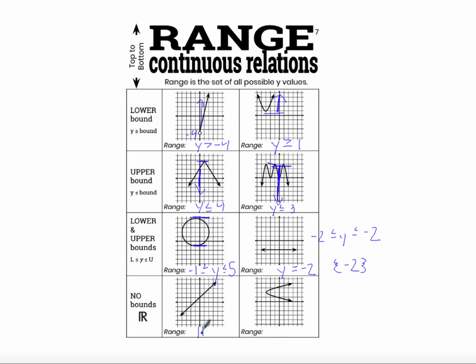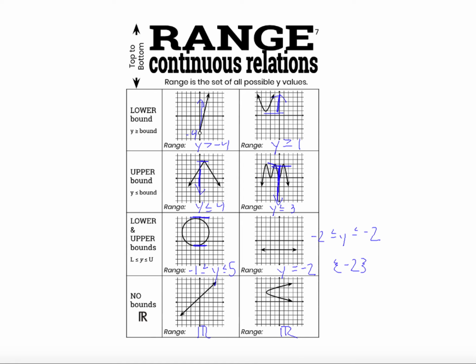All real numbers here. The graph goes forever down to negative infinity and forever up to positive infinity. This one too, it doesn't matter that there's a lower bound for x. We're looking at y. We go up forever to positive infinity, and down forever to negative infinity.